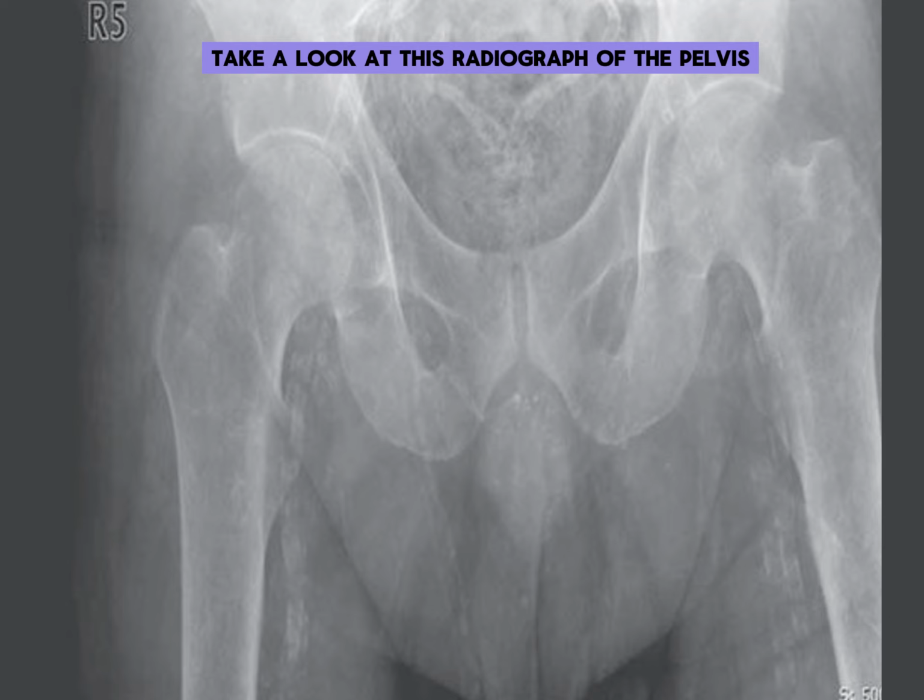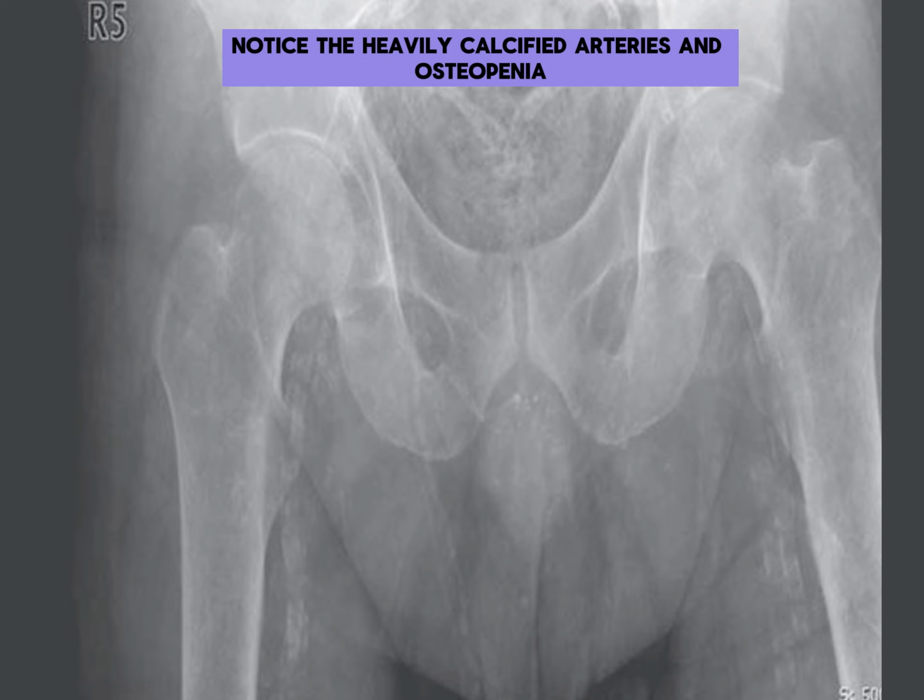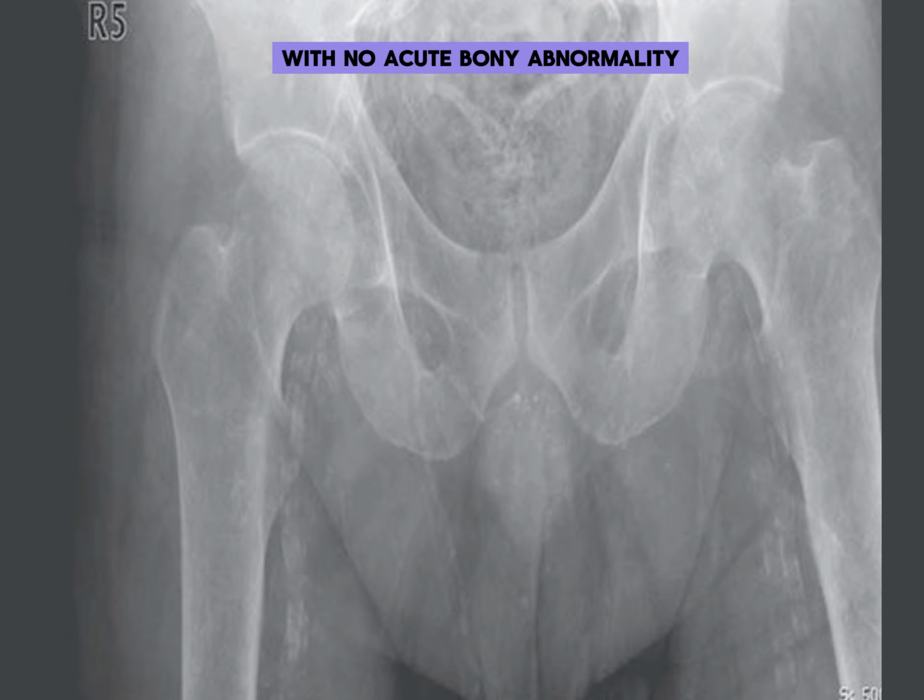Let's examine the initial imaging findings. Take a look at this radiograph of the pelvis. Notice the heavily calcified arteries and osteopenia, with no acute bony abnormality. Pause the video and examine the image closely. What do you see? Great.